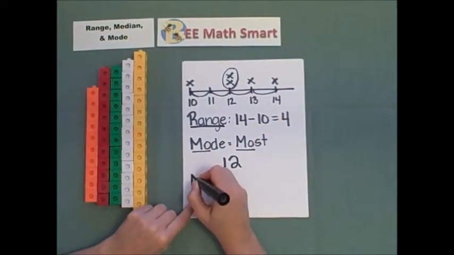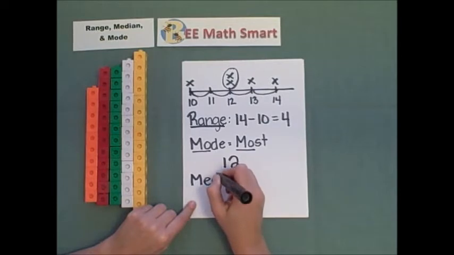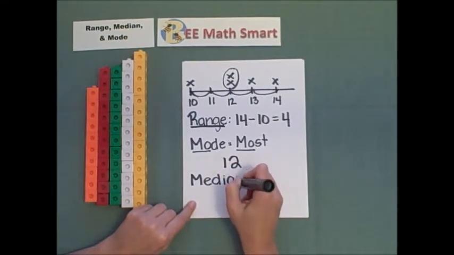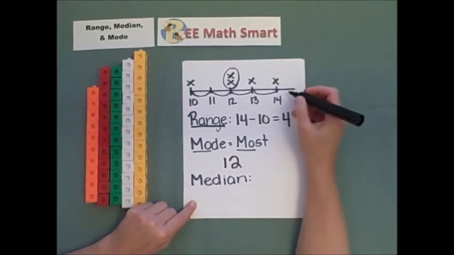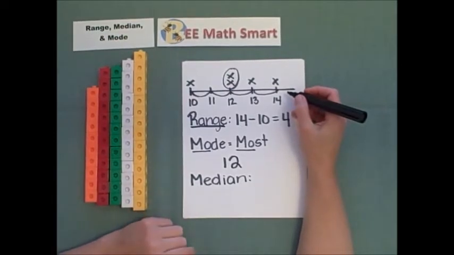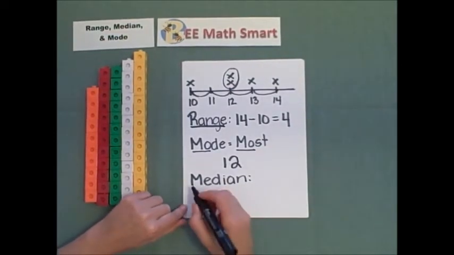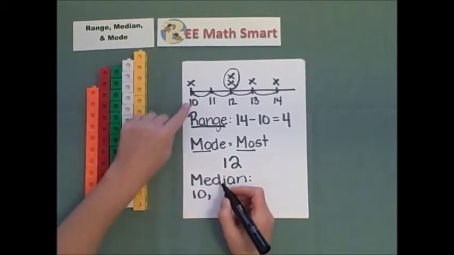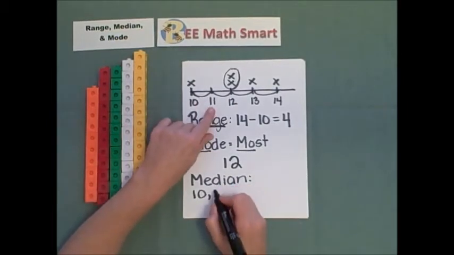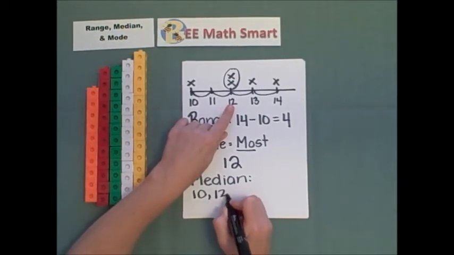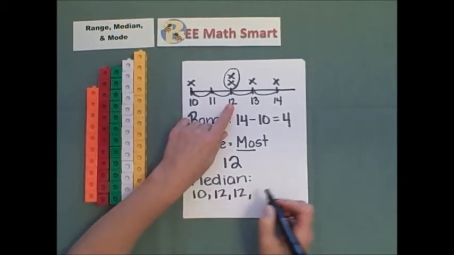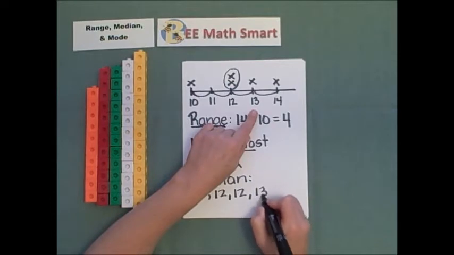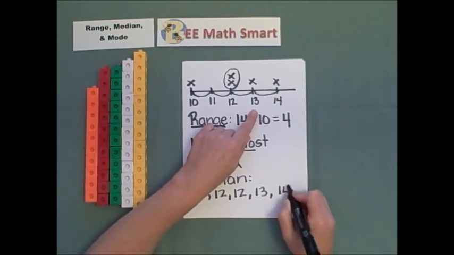All right, now let's talk about median. In my line plot, I do have my data ordered from least to greatest, but I'm going to go ahead and rewrite it down here. I have a 10, I have no 11, I have two 12s, so I must record both. I have a 13, and I have a 14.